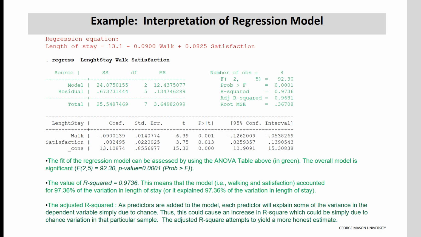We may choose here the adjusted R-squared because we have more than one independent variable in the model, and we know very well that the R-squared tends to be biased upwards, meaning that it goes up every time you add another independent variable in the model. So even if you use the adjusted R-squared, you can see here that about 96.3% of the variation in length of stay is explained by walk-in time and satisfaction.